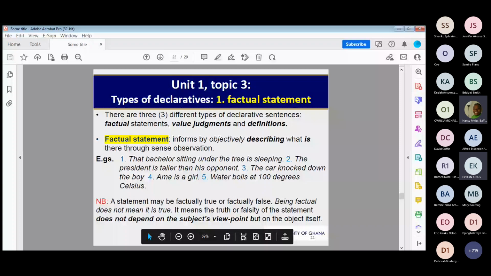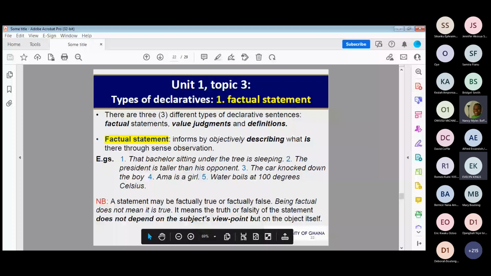So the factual statement gives you information that is objectively true. That simply means it is not about your opinion, you the speaker, your opinion. It is a truth or falsity out there that we can all observe to ascertain truth. We can establish truth or falsity by our 5 senses through observation. So for instance, if I say it is raining right now at Lagos, that is a factual statement.